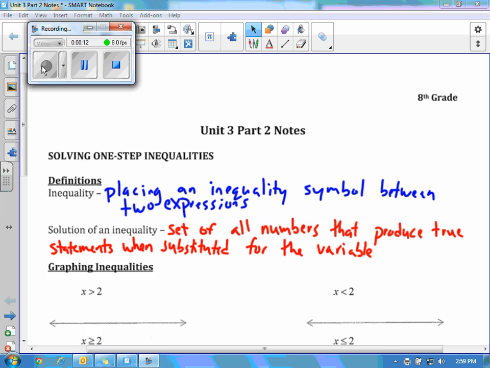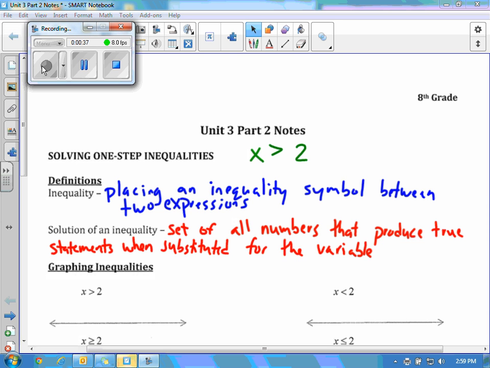First one is inequality. An inequality is formed when you place an inequality symbol between two expressions. So that's a pretty basic definition. But an example would be that x is an expression and 2 is an expression. And then if we put a greater than sign in front of it, now we have an inequality. So remember, an expression doesn't have an equal sign or anything like that. So putting that inequality symbol turns it into an inequality.